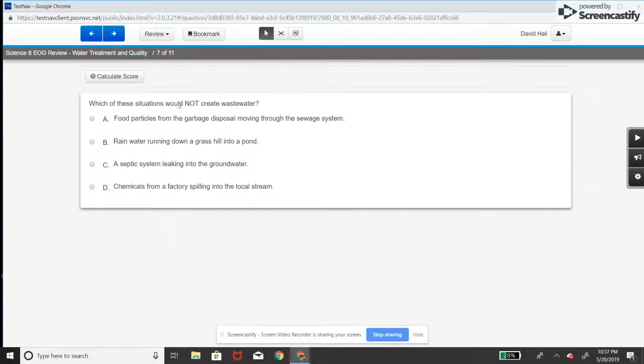Which of these situations would not create wastewater? Wastewater is something given off, it goes away. Food particles into a garbage disposal moving through the sewage system. Rainwater running down a grass hill to a pond. That makes wastewater. A septic system leaking into the groundwater. Chemicals from a factory spilling into the local stream.